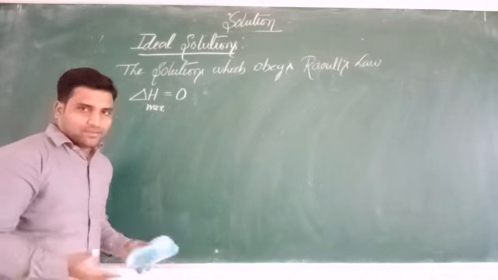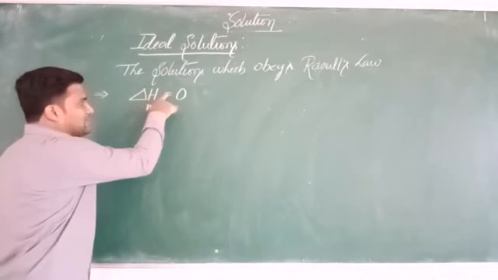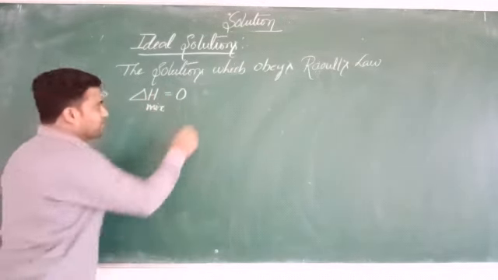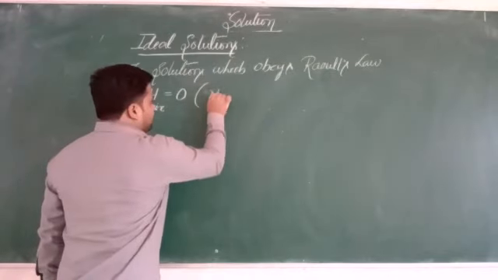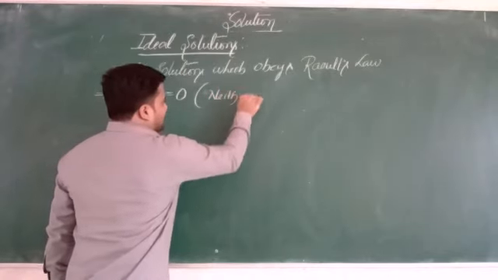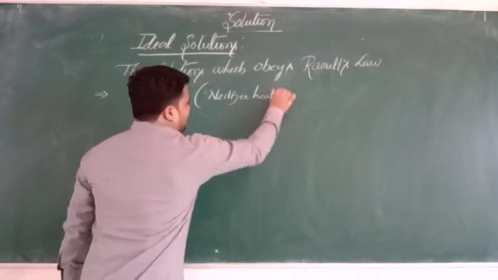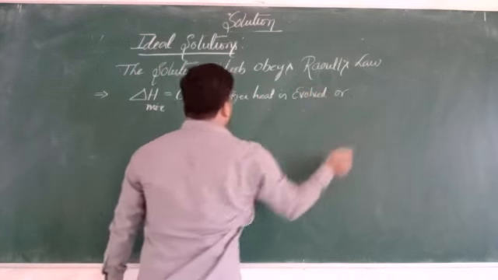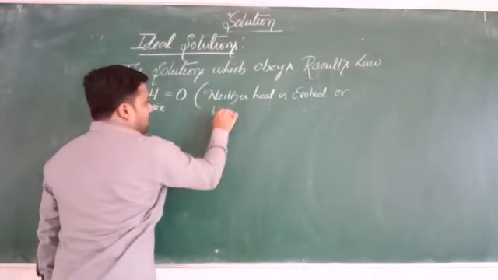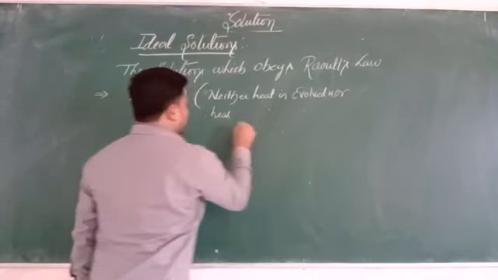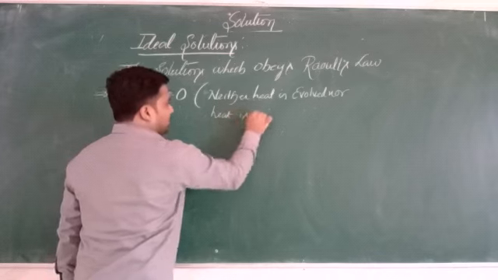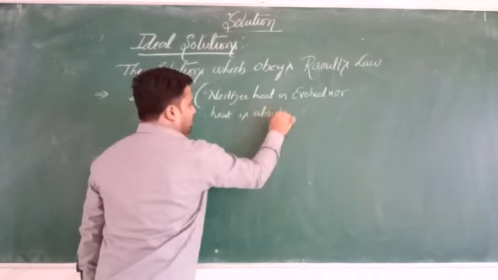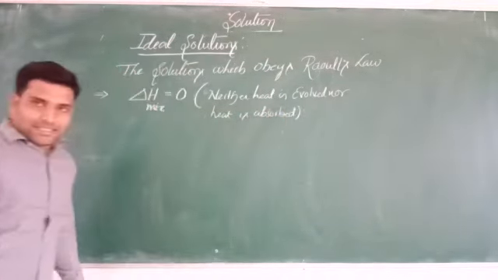Absorption of heat. Okay, that is delta H mixing is equal to 0. That means neither heat is evolved nor heat is absorbed. Okay, so this is the condition.